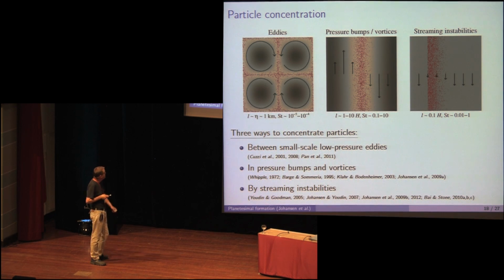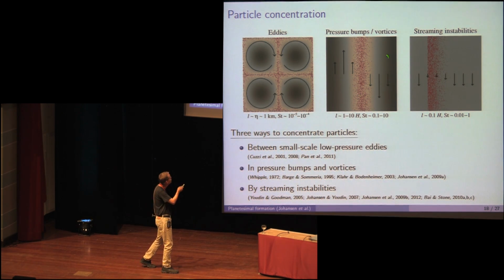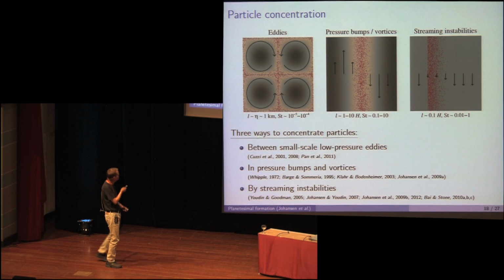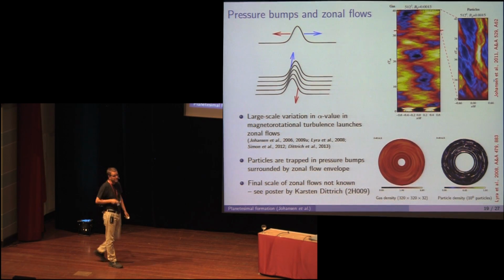A third effect here is the so-called streaming instability, whereby particles, and this arrow here shows the subcapillary flow of the gas, can locally cluster and accelerate the gas more towards the capillary speed and thereby concentrate particles. I'm gonna go through these 2 effects now in a little bit more detail. I'm not gonna talk too much about this first effect. Let me go into a little bit more detail about pressure bumps and zonal flows.